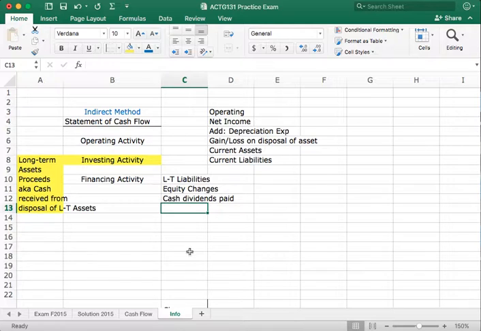And finally, the financing activity. Did we have any changes in long-term liabilities? That would include debt, bonds, loans. Did we raise cash by issuing new stock, or did we reduce our cash because we purchased treasury stock? And finally, cash dividends paid. So that's a real quick overview of the indirect method of the statement of cash flows.